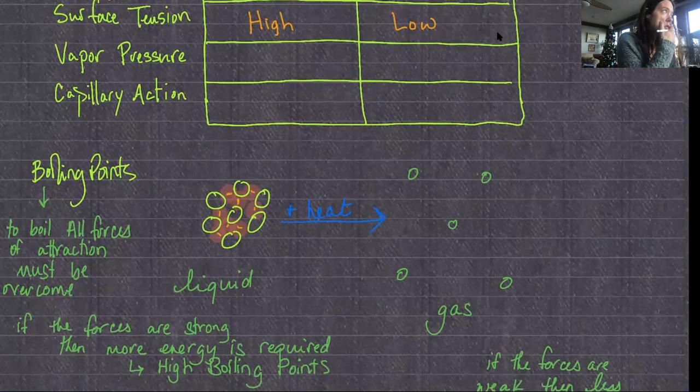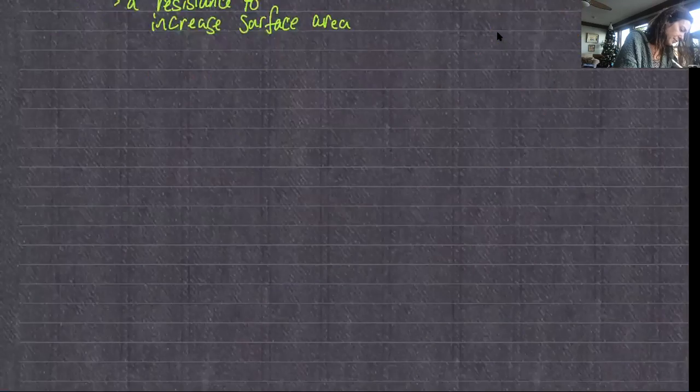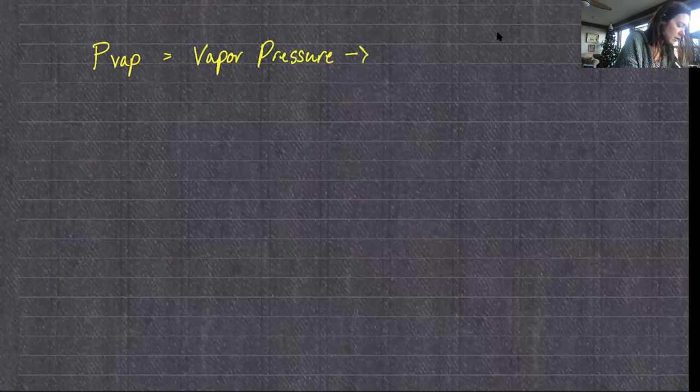Vapor pressure, and what was the one I just saw there? Oh, viscosity. I'm going to add viscosity here. All right. Now, when we talk about vapor pressure, I'm going to write PVAP. Okay, PVAP is vapor pressure. It is caused by the evaporation of a liquid in a closed container.